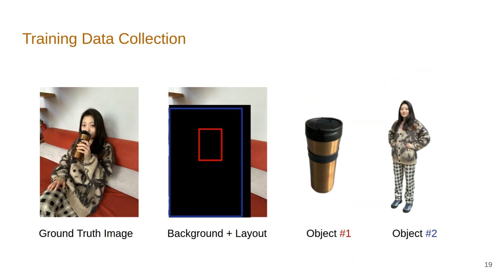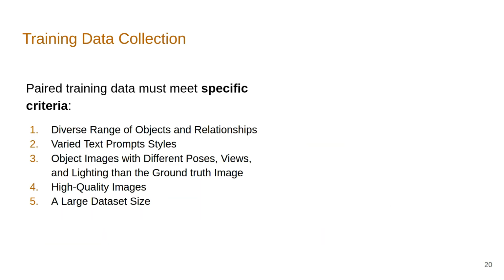This model required some paired training data, including ground truth images with paired objects, masks, and grounded descriptive text. But we needed to ensure some criteria, including a diverse range of objects and relationships, different kinds of text prompts, images of different views for each object, high-quality images, and a large size of dataset.